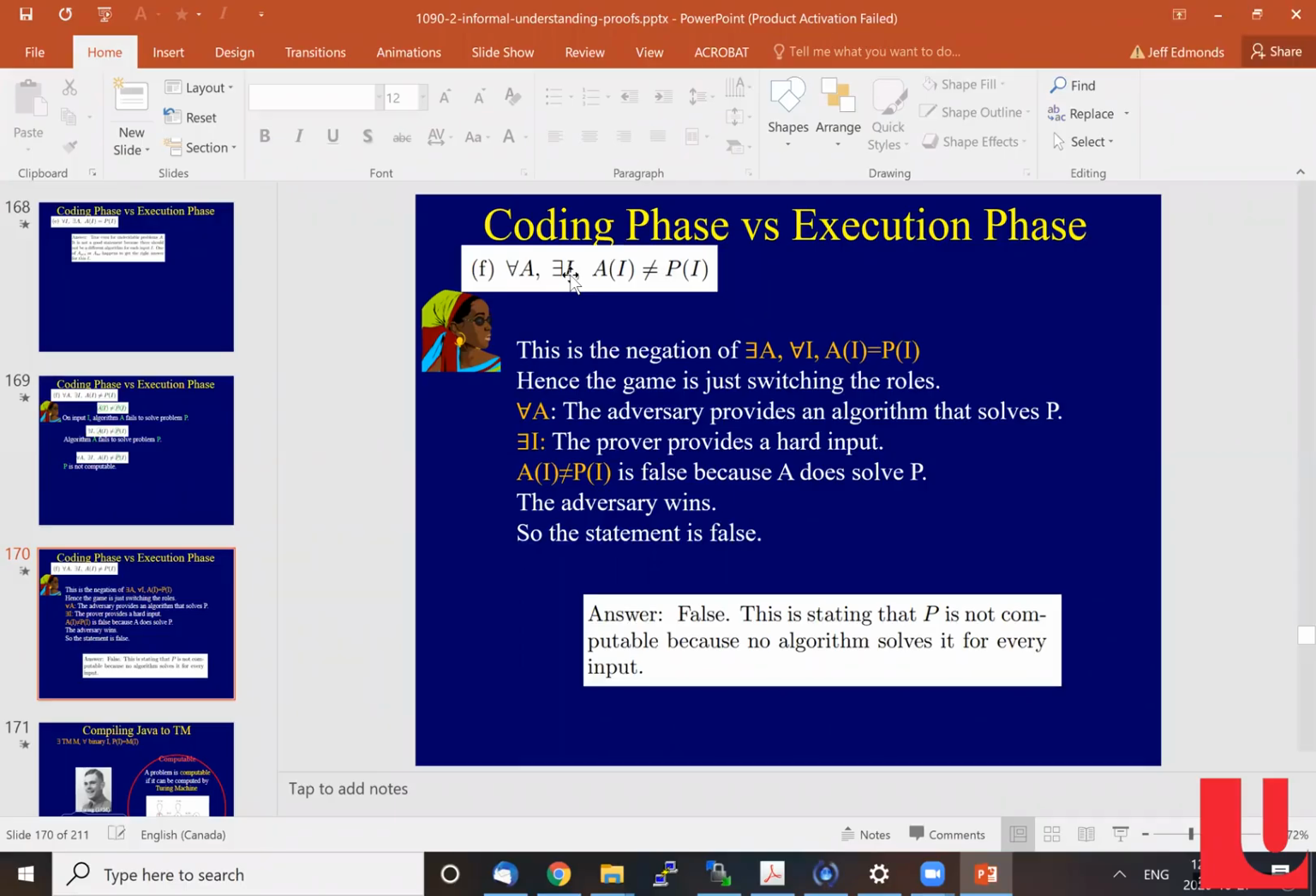But since there could be multiple inputs, what if there is an input where A_i doesn't equal P_i, but you find another input where A_i does equal P_i? I mean, it could be any input.